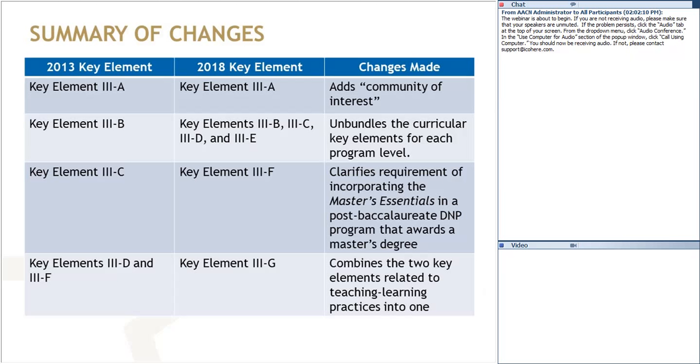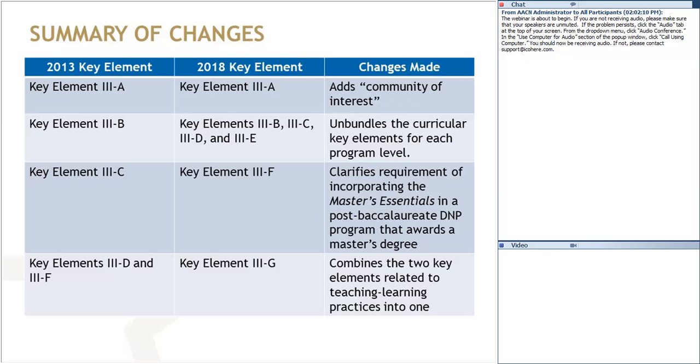This slide just provides us all with a summary or an overview of the changes that you're going to be seeing, and we will be providing more detail as we move through the webinar, but this is just a table that summarizes all of that. What was key element 3A remains the same, we simply added community of interest. You will see, probably more logistically than substantively, key element 3B is now broken up into four key elements, B, C, D, and E. And what we have done is we have unbundled the previous large key element 3B, and each program has its own separate key element. And we'll talk about that more later.